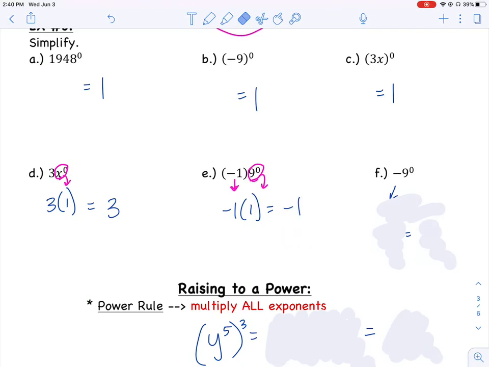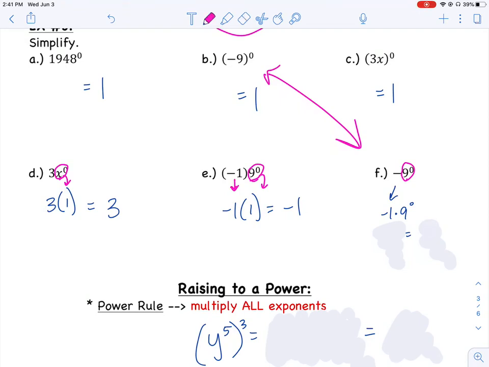All right, look at F. F's a little bit tricky because on F, 9 is raised to the 0 power. But wait a second, what's that negative doing there? Well, it looks a little bit different than B because B had the negative inside the parentheses. That means the whole -9 was raised to the 0 power. On F, what this is really saying is that I have a coefficient of a -1 and I'm multiplying it by 9 to the 0, or I'm doing the opposite of 9 to the 0 power.